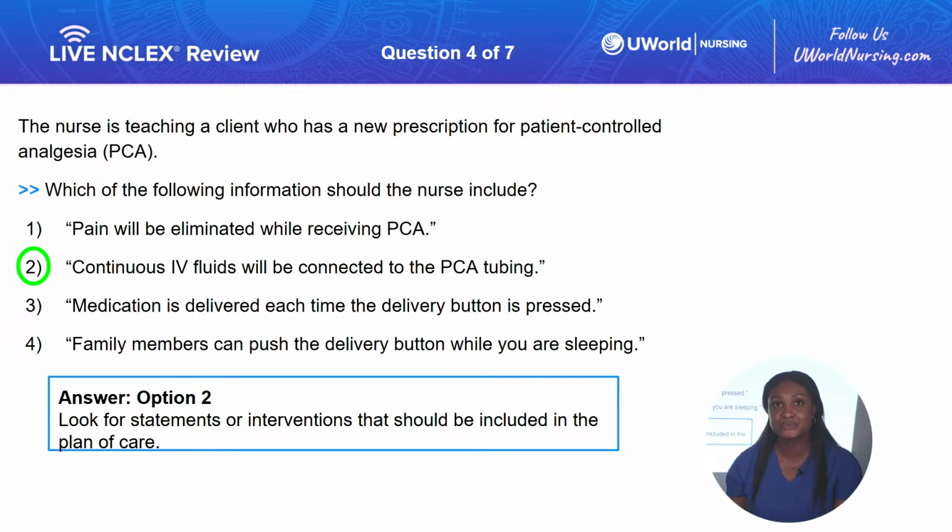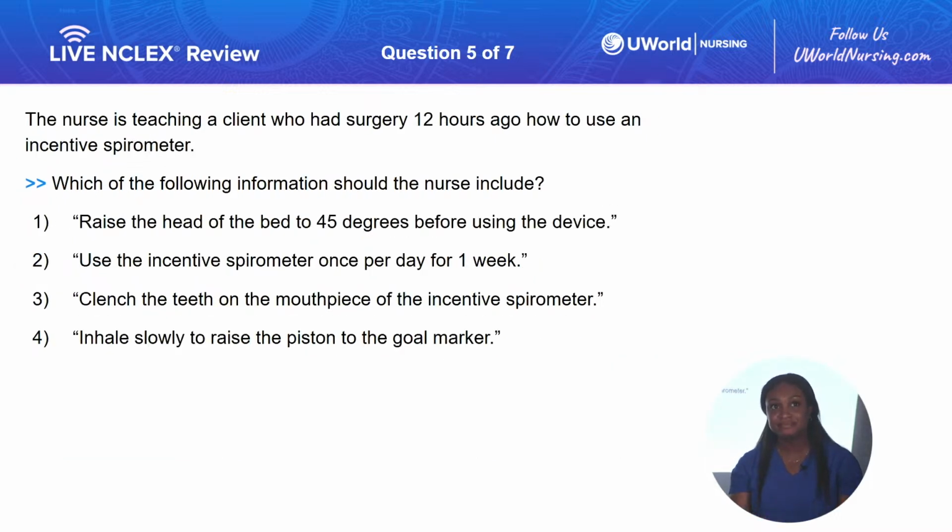But you guys did great. Next question. We're flying through. The nurse is teaching a client who had surgery 12 hours ago how to use an incentive spirometer. Which of the following information should the nurse include? Option 1, raise the head of the bed to 45 degrees before using the device. Option 2, use the incentive spirometer once per day for 1 week. Option 3, clench the teeth on the mouthpiece of the incentive spirometer. And option 4, inhale slowly to raise the piston to the goal marker.